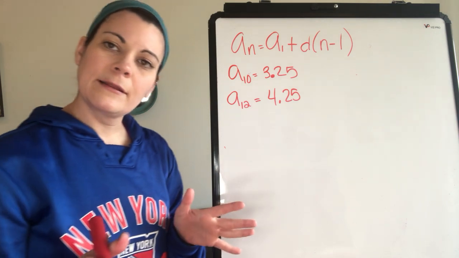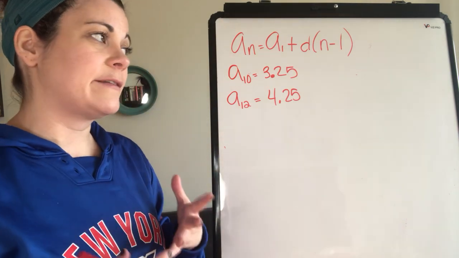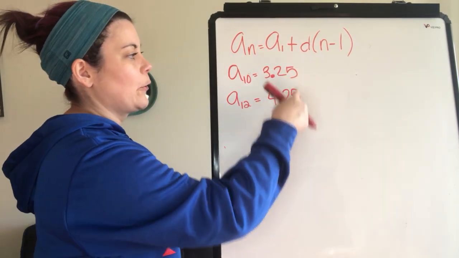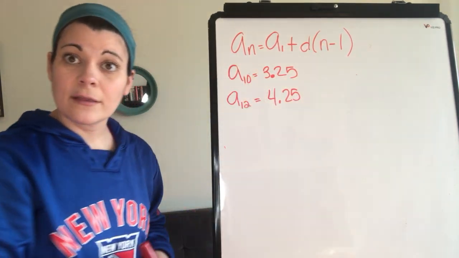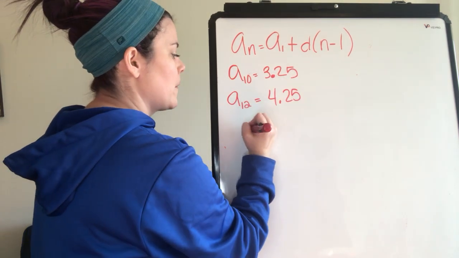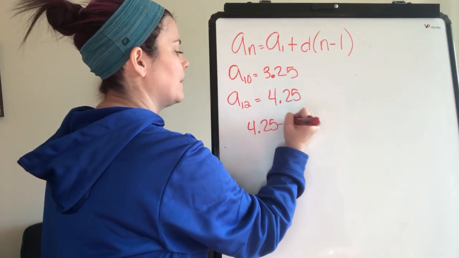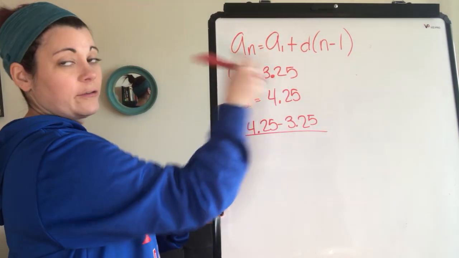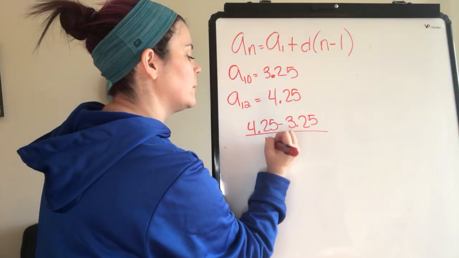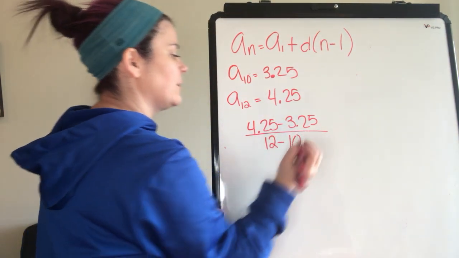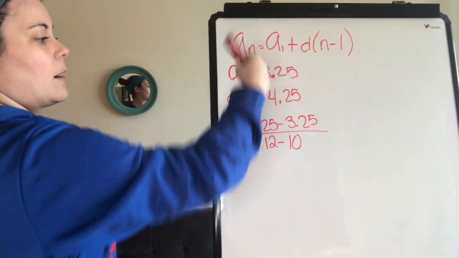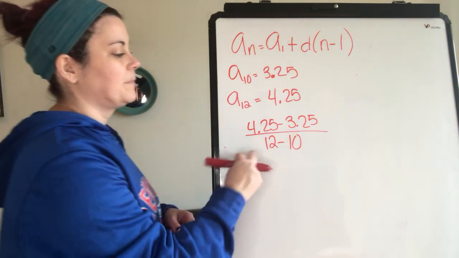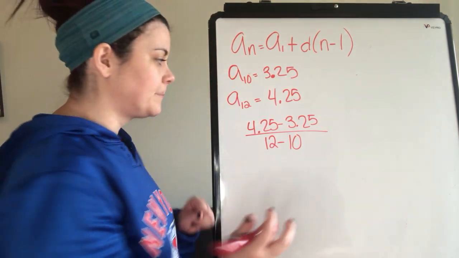It's telling me it's an arithmetic sequence, so what I want to do is find the common difference. I can find the common difference anywhere by finding the difference of these two over the difference of their positions. So the difference of these two, 4.25 minus 3.25, over 12 minus 10. The difference of what they are over the difference of their positions, okay? Kind of like the slope formula, but you have to know the difference of their positions goes on bottom.